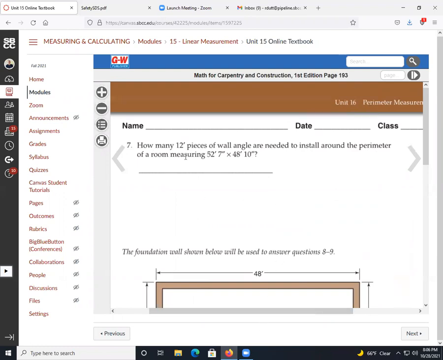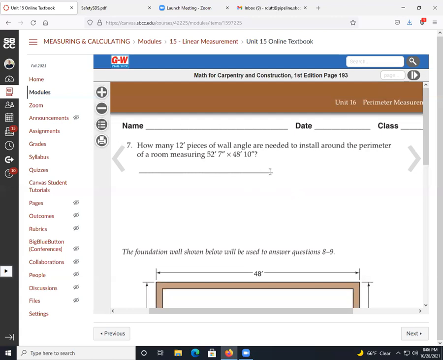Okay. How many 12-foot pieces of wall angle are needed to install around the perimeter of a room measuring 52 feet 7 by 48 foot 10? Okay, so what's the process of doing that? Somebody explain it to me. Anybody, just unmute yourself, or somebody from here just start talking. How do we get it? Yeah, you were gonna say, right? Well, I was waiting for somebody else to say, so I'll say it.